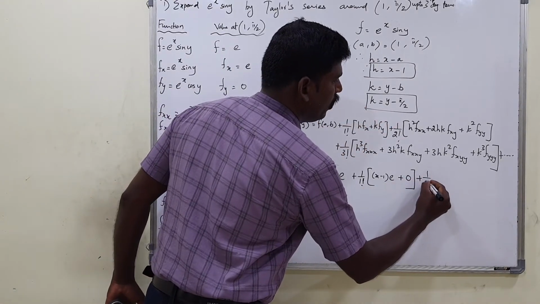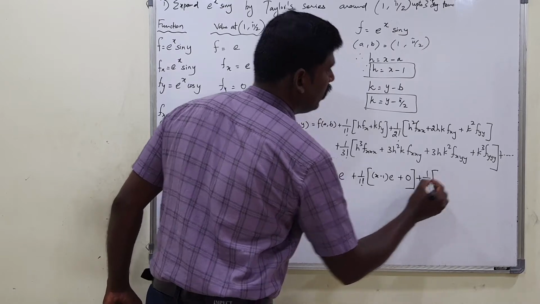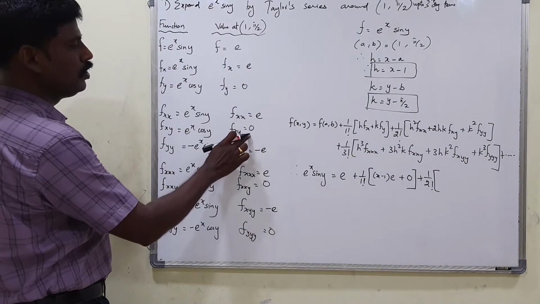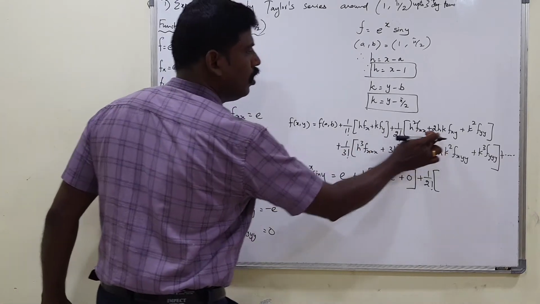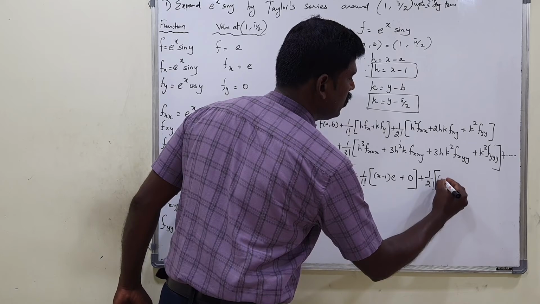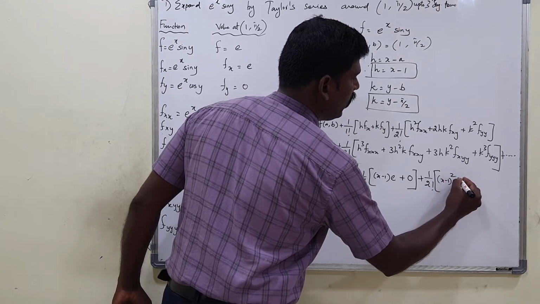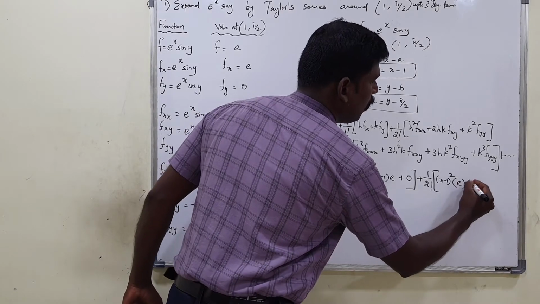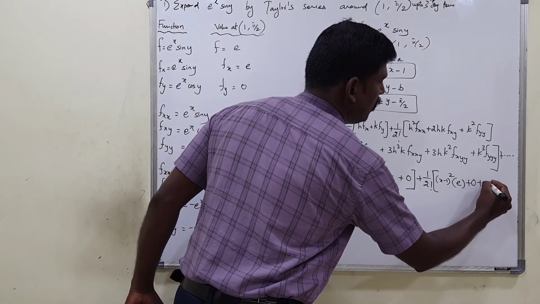Plus 1 by 2 factorial into, look at here. These three values we need. About these three values, one is 0, so the middle term becomes 0. So you need to write the remaining two terms. h square, h is x minus 1, the whole square into what is the value of f double x? e. Plus the second term becomes 0. Plus the third term is k square.